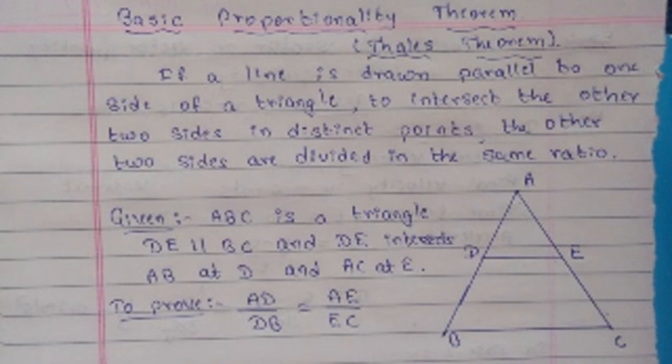Okay, and for that I consider one triangle, and according to the theorem statement, I have drawn one line DE which is parallel to BC, and the line DE intersects the line AB at point D, and the line AC at point E. Now according to the statement, what we have to prove is AD divided by DB is equal to AE divided by EC. That means the other two sides are divided in the same ratio. That one we have to prove. Now for that we have to do the construction.